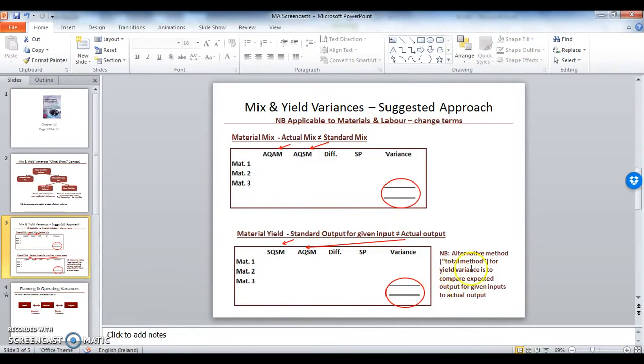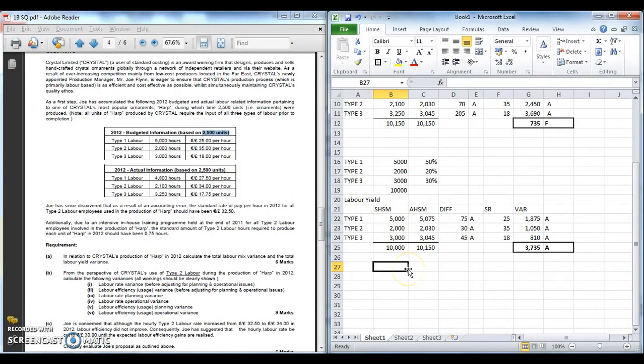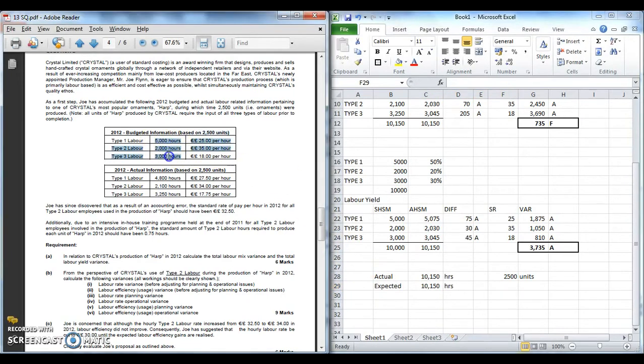Now, as I showed you in the slides earlier, there are 2 methods of doing the material yield. There is the tabular method, as we've gone through. However, we can also approach it from a total method as well, so looking on a total basis. So we know that the actual information was 10,150 hours gave us 2,500 units. However, based on expected or budgeted, the 10,150 hours should have given us how many units? Well, we know 10,000 hours gave us 2,500 units.